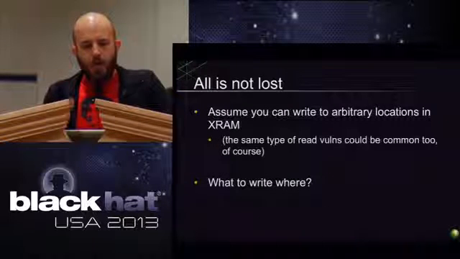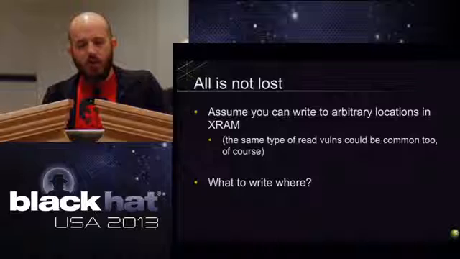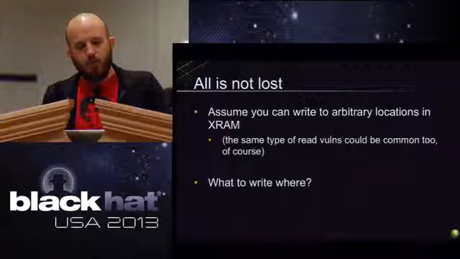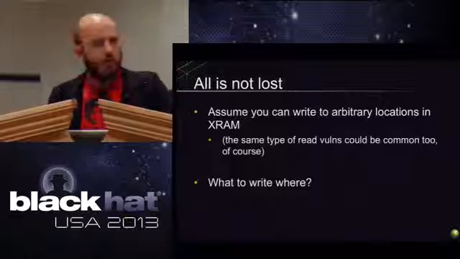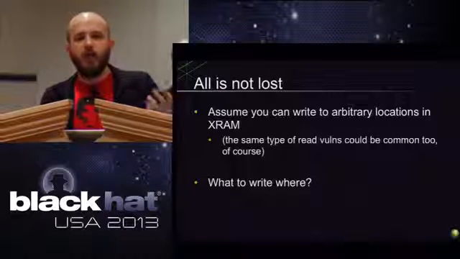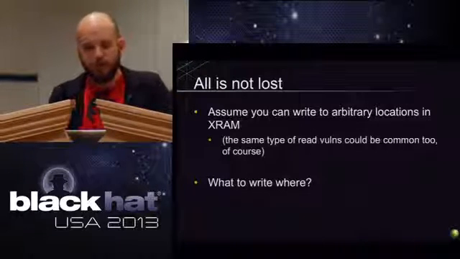So, okay, we can write to arbitrary locations of XRAM, and of course we have the same type of read ability. Well, what are we going to write? How are we going to do this? How are we going to find what we need to modify? How are we going to find a pointer over there somewhere that's going to divert execution flow for us?